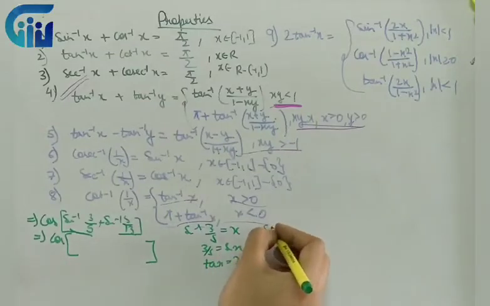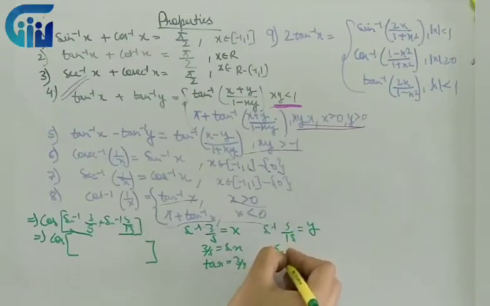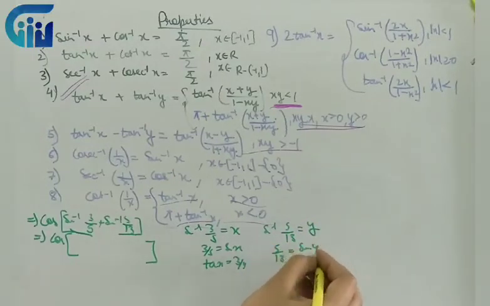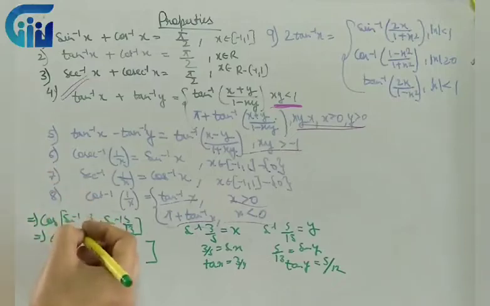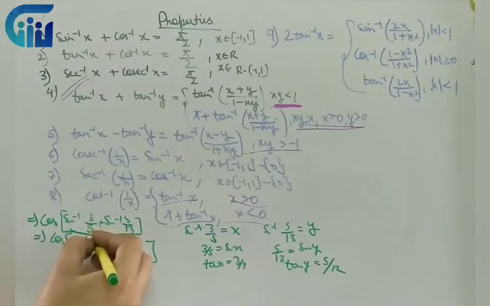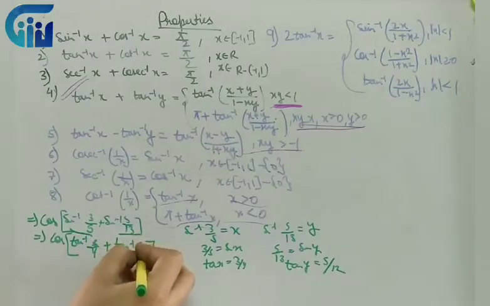And similarly, if sine inverse 5 by 13 is y, so 5 by 13 is equal to sine y. So tan y by Pythagorean triplet will come out to be 5 by 12. So for a 2-marker question, I can write it directly like this, right? Whatever triangle you have to make, that will be your rough work. So then this will be tan inverse 3 by 4 plus tan inverse 5 by 12.